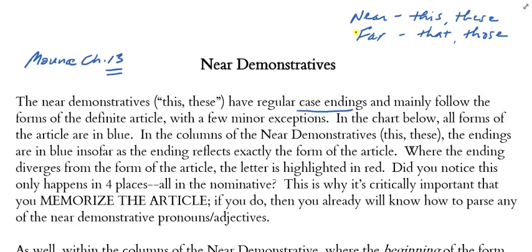And if Axel became the speaker, then he would tell me to throw me that pen, and it would refer to the pen I'm holding. Okay? So it's this if I'm talking about it, and it's that if he's talking about it. It's the same pen. All right?